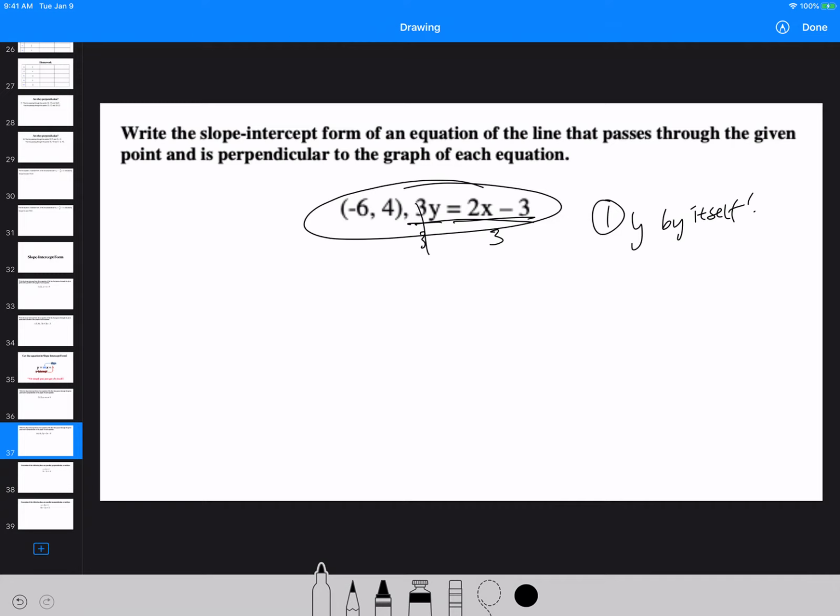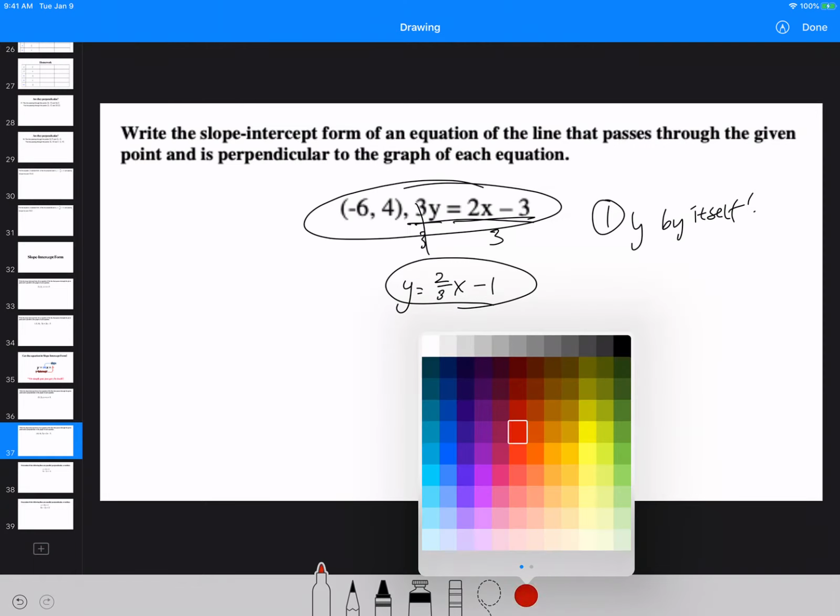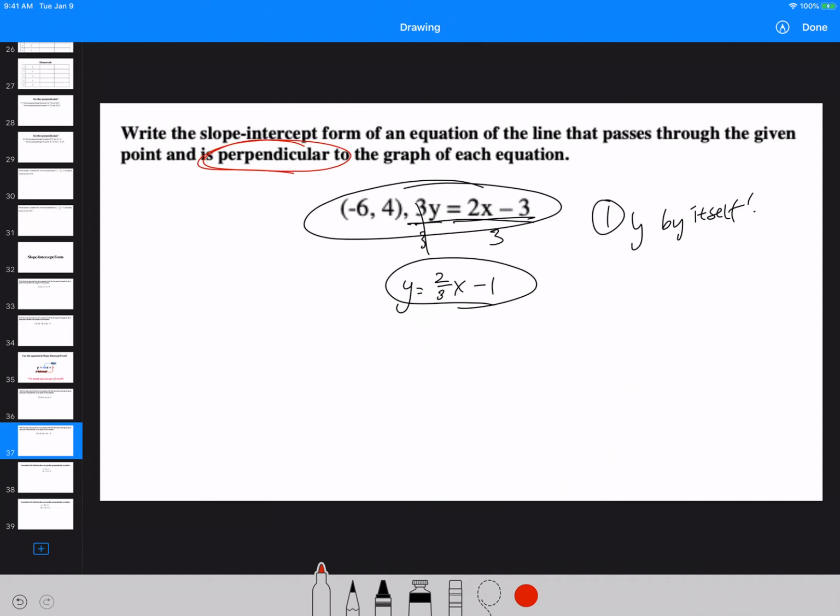Divide by 3 on both sides of the equation, and you get y is equal to 2/3 x minus 1, because it's the same exact problem as before. But notice how now I am looking for a perpendicular line equation. So that means I've got to take my slope and do that step where perpendicular lines means that the slopes are negative reciprocals of each other.